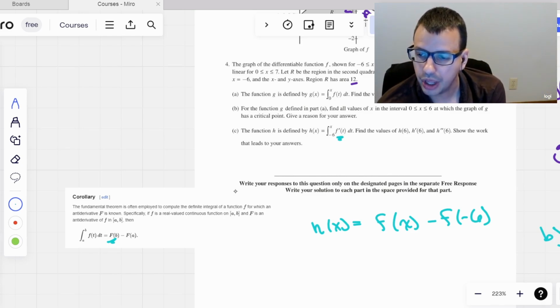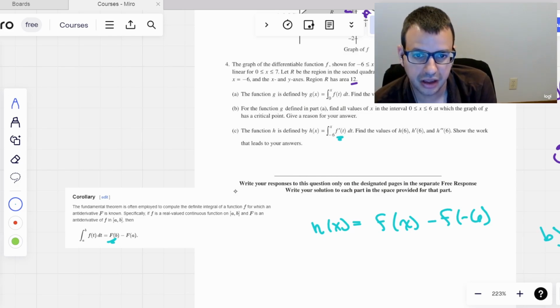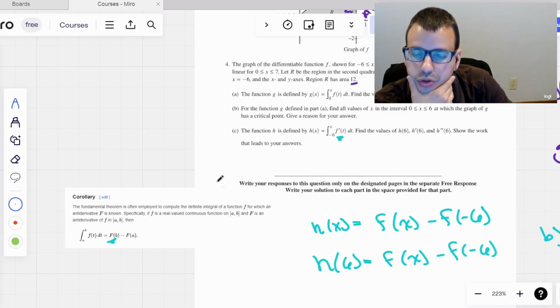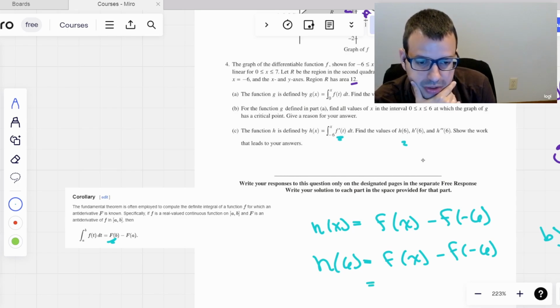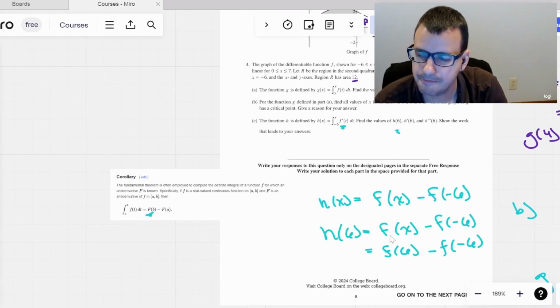So f of x, yes. So yes, true. So h of x, which would be h of 6, would be f of x minus f of negative 6. Is that true? Does that seem... Oh, and they want us to plug in the value of 6. So this would be f of 6 minus f of negative 6. Okay, I think we can do that.